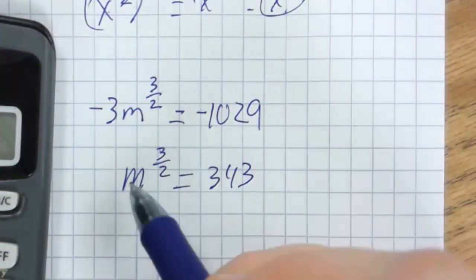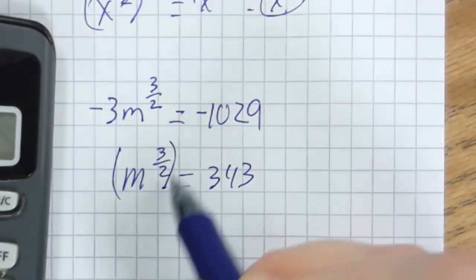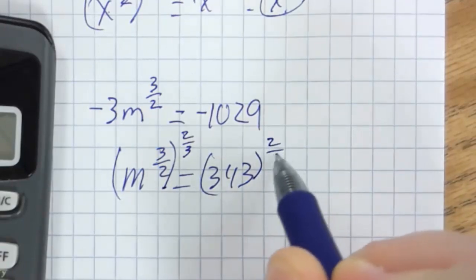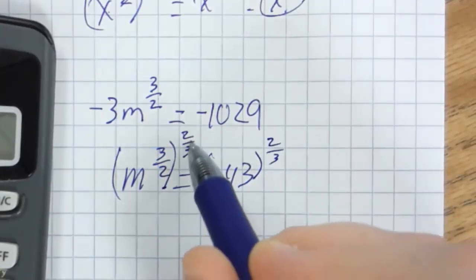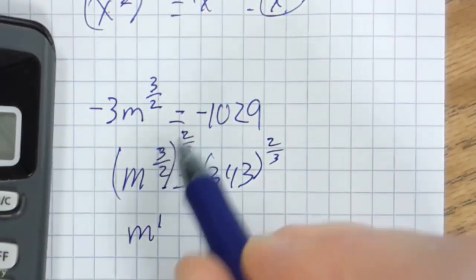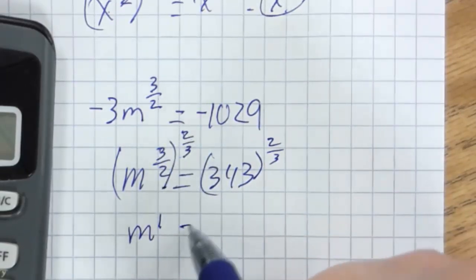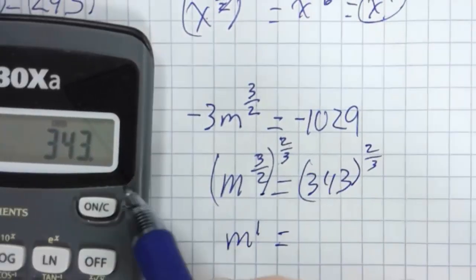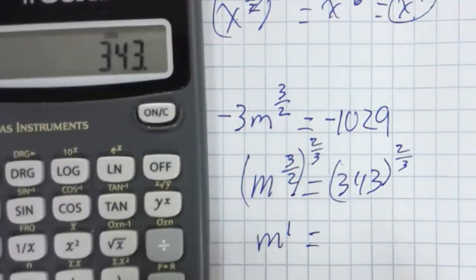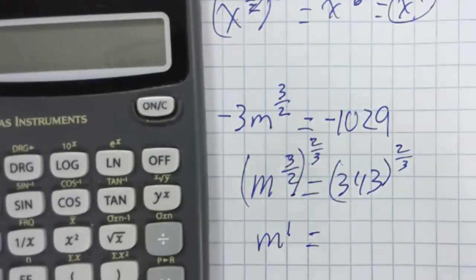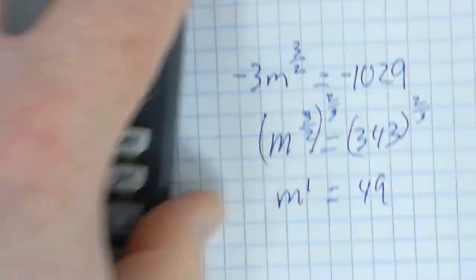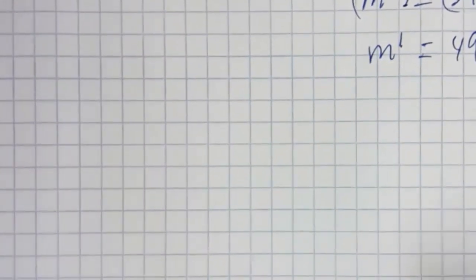Now that the m is by itself, we can raise both sides to the 2/3 power. Remember, the reason we raise this to the 2/3 power is to make this m become m to the 1st power. So this becomes 6/6, which is 1. And now all we have to do is use our calculator, take our 343, which is still on our screen, and raise this to the 2/3 power, and we can see it comes out to 49. And you can do this with more and more complex problems if you wanted to.